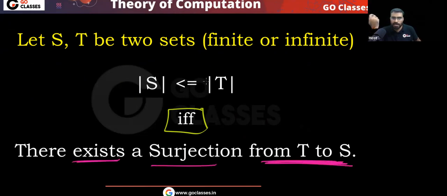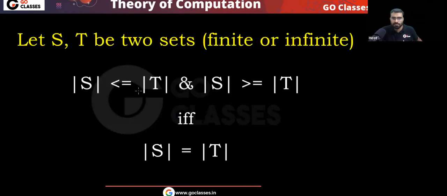Okay. I can also say there exists an injection from where to where? The same thing I can also say there exists an injection from S to T. Okay. So very simple. Yes or no? I hope all these points are clear. So finally, this is a simple point.